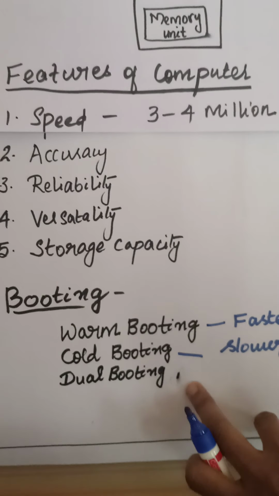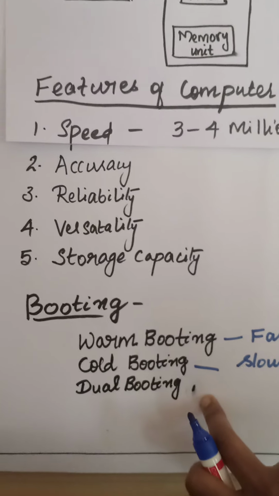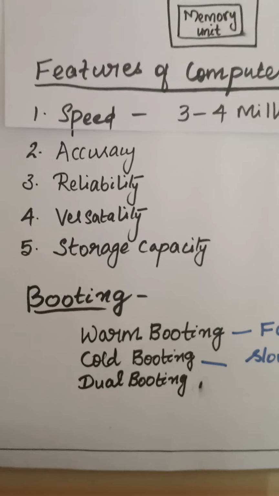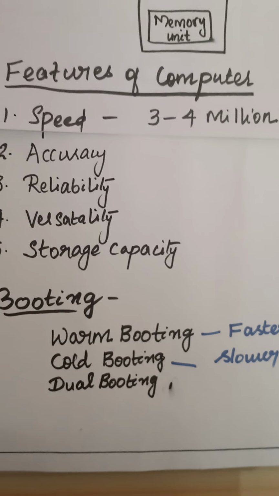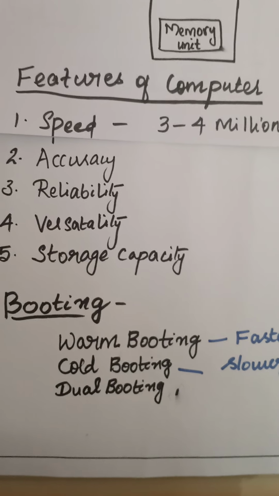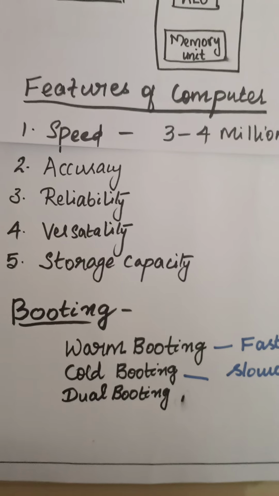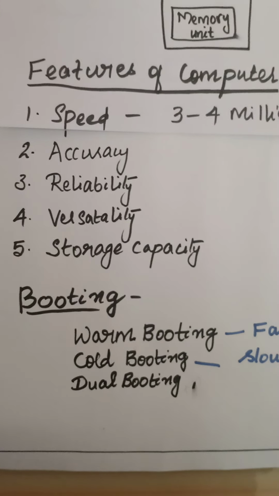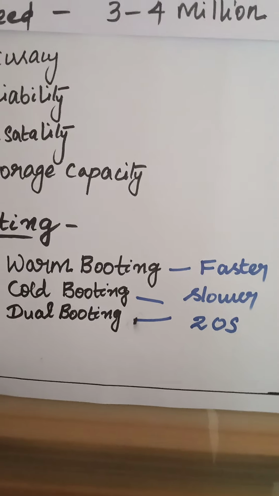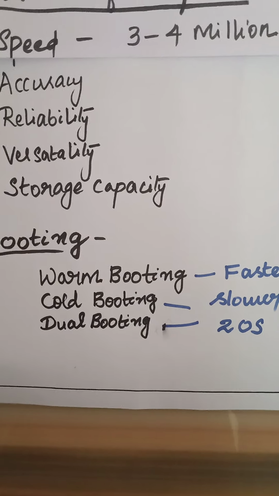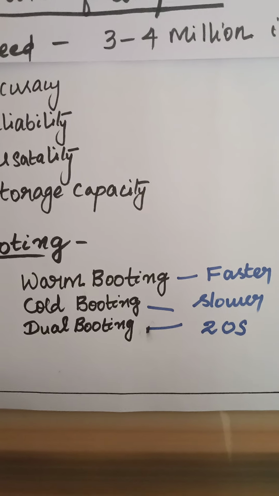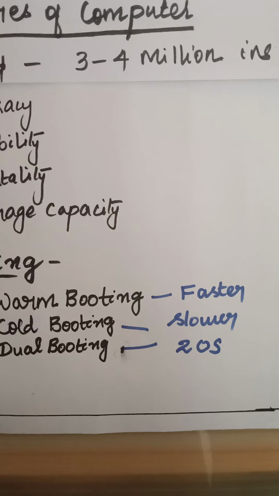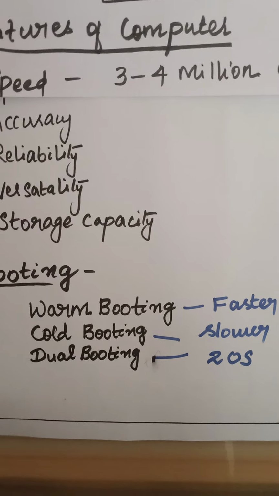Then comes dual booting. Dual booting is nothing but there are certain systems that have two operating systems in them. So at the time of booting, it will ask which operating system you want to operate. That we call dual booting. So what is dual booting? Having two OS installed and choosing between them at boot time is known as dual booting. Clear?